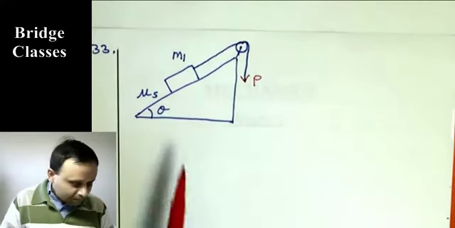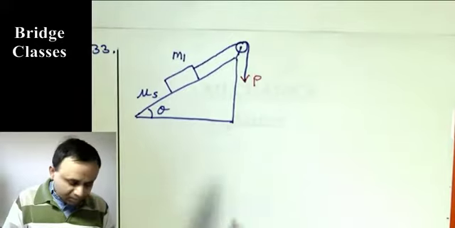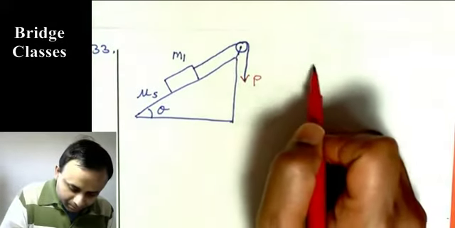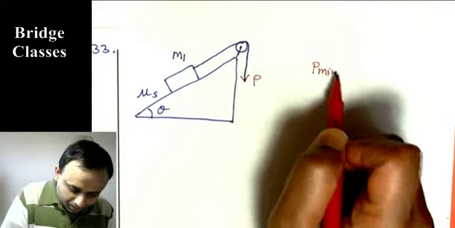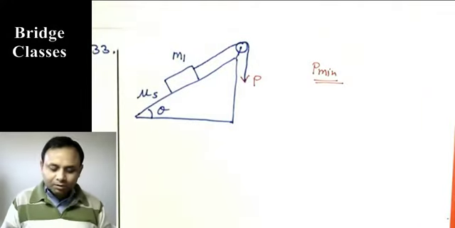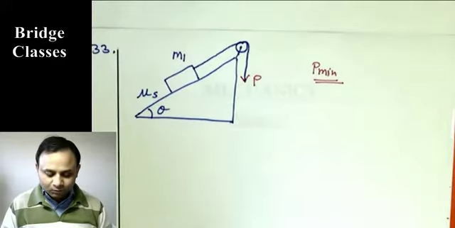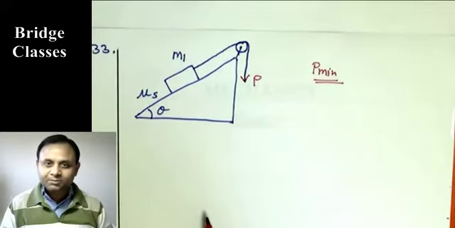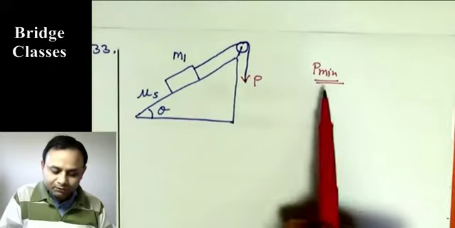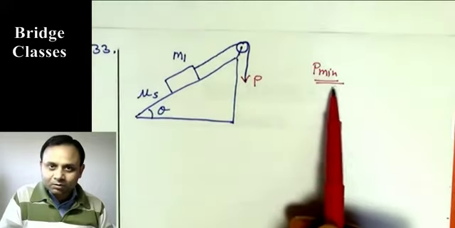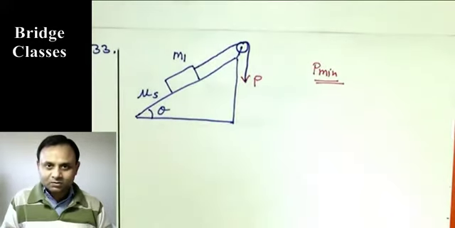Okay. Now we have to determine the minimum P at which the body remains stationary. So if we decrease P slightly below this, it is going to move. So again, this is the case of impending motion.